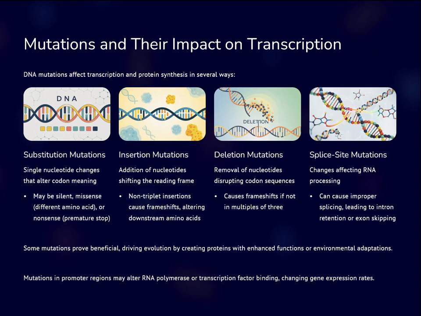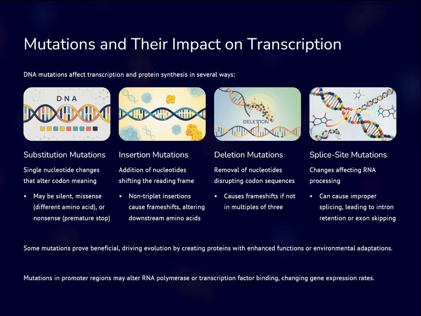Mutations can change how transcription works. So let's break down a few types. There's substitution, in which a single base is changed. It might have no effect, which we would call a silent substitution. It can change one amino acid, which is called a missense, or introduce a stop codon, which is called nonsense.